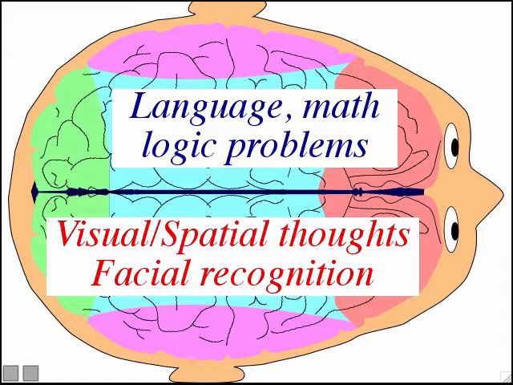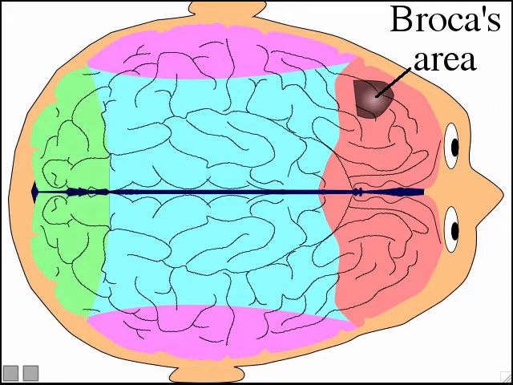So just to give an example of some of these areas that you find only on one cerebral hemisphere but not the other, notice that language is more centered in your left cerebral hemisphere and not so much in your right cerebral hemisphere. So there's one area that's involved in language called Broca's area. And this is only found in the left cerebral hemisphere.